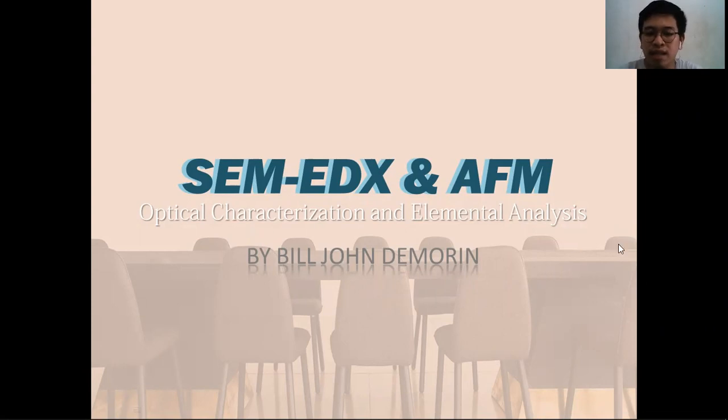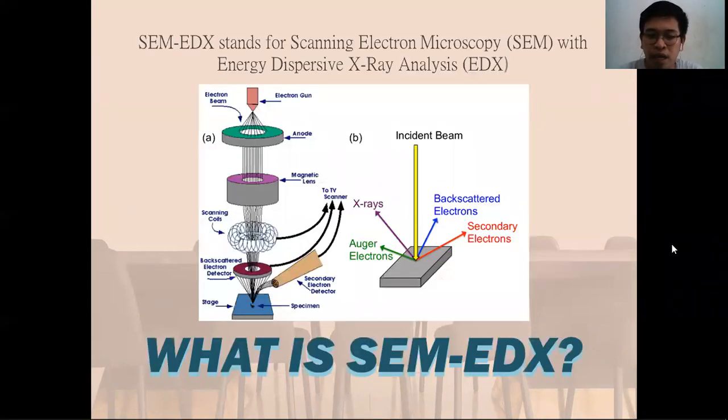What is SEM with EDX? As it is stated here, SEM-EDX stands for Scanning Electron Microscopy for SEM with energy dispersive X-ray analysis for EDX. Essentially, SEM is a high magnification microscope, which uses a focused scanned electron beam to produce images of the sample, both top-down, and with necessary sample preparation, can also produce images of the sample's cross-sectional area.